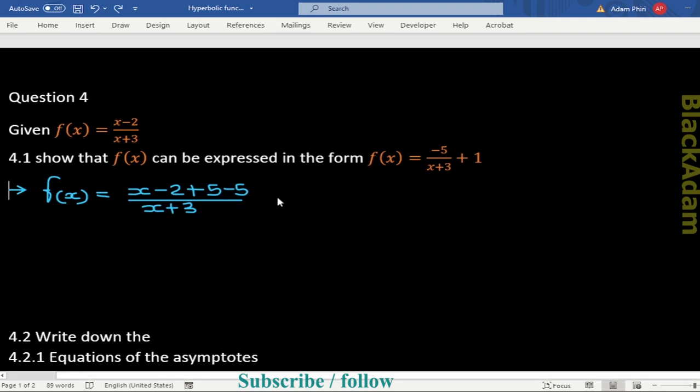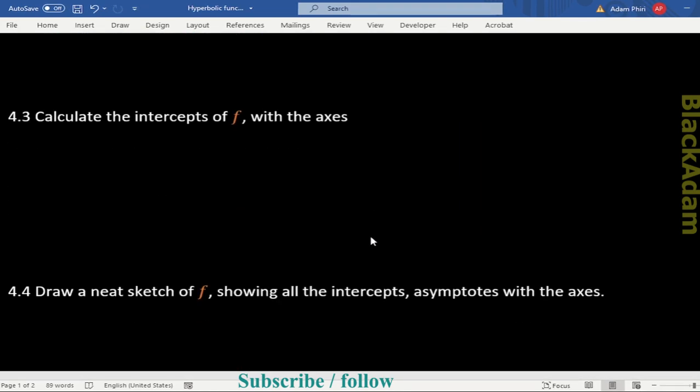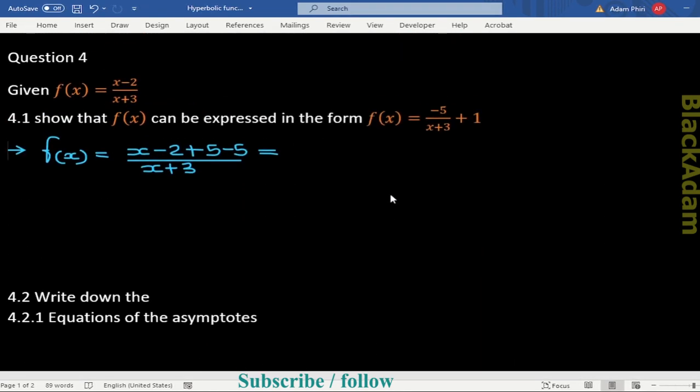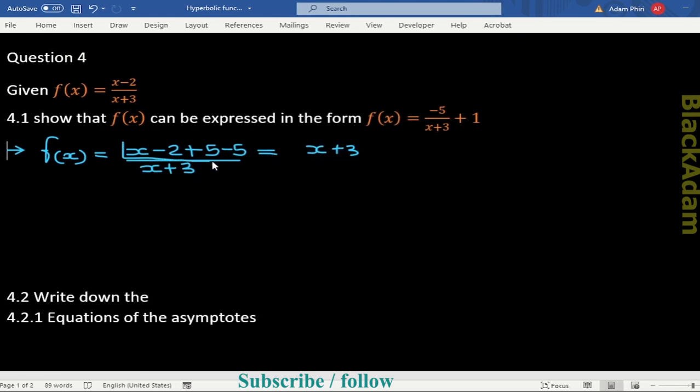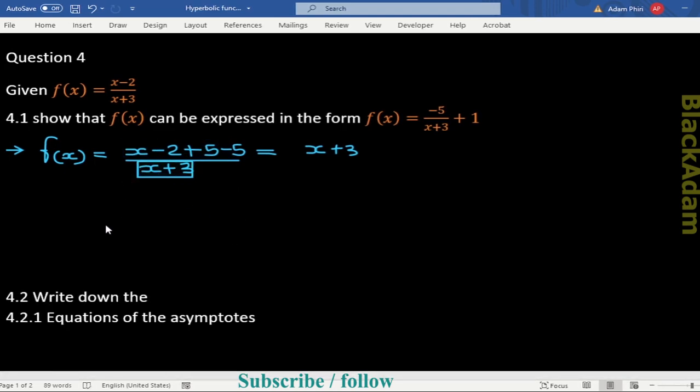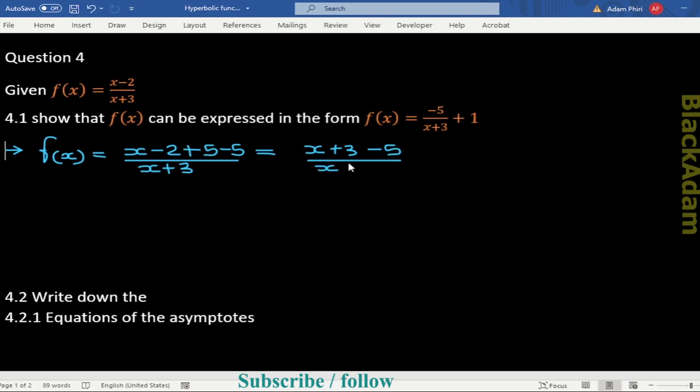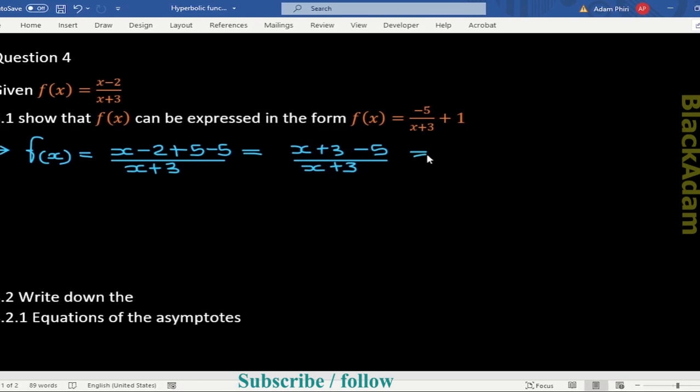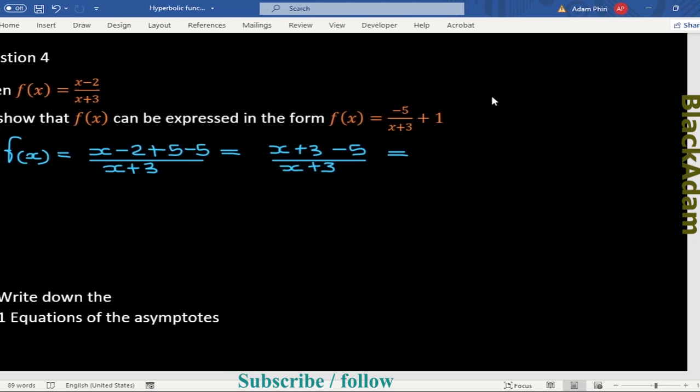So right now we have x minus 2 plus 5, which is going to be x plus 3. That part there, x minus 2 plus 5, is x plus 3. So we are left with minus 5, so it's x plus 3 minus 5 over x plus 3.